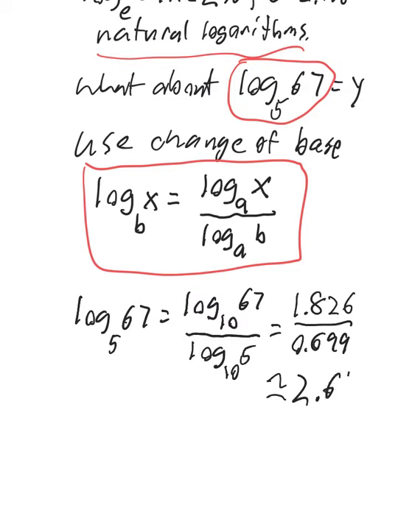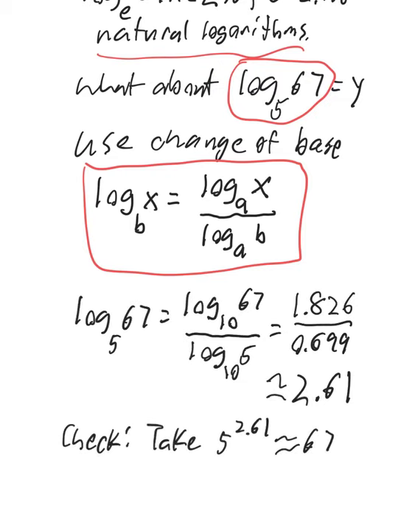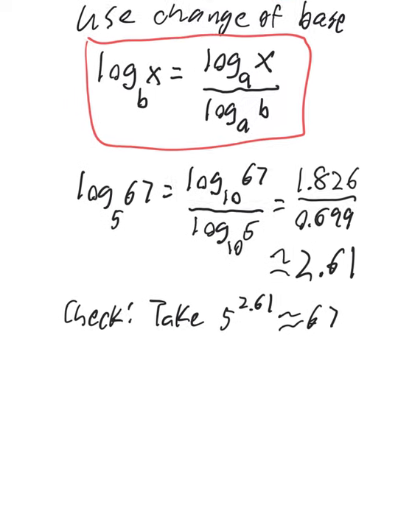All right, so that makes sense. We expected the answer to be between 2 and 3. We got 2.61. Okay, if you want to check, take 5 to the 2.61, and you should get something approximately equal to 67. That would be your check.